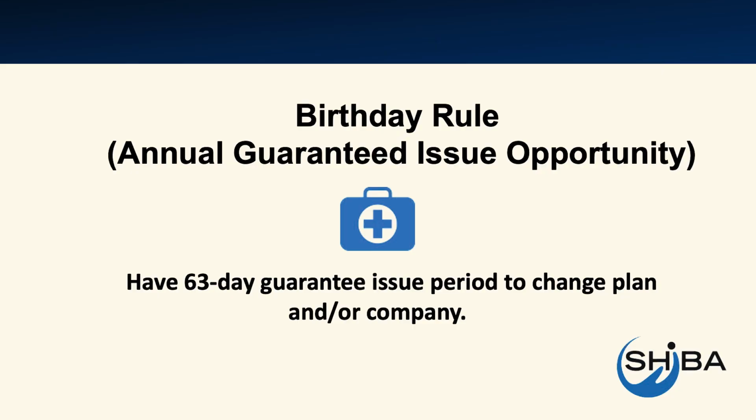There is one other time that you can receive guaranteed issue for a Medigap policy in Idaho. This is called the birthday rule. If you are currently enrolled in a Medigap policy, on your birthday, you may change to a same or lesser plan within 63 days of your birthday. This is an Idaho-specific guaranteed issue right.